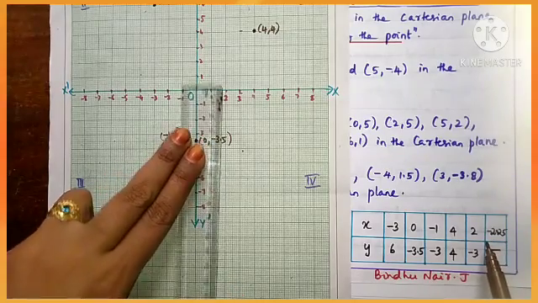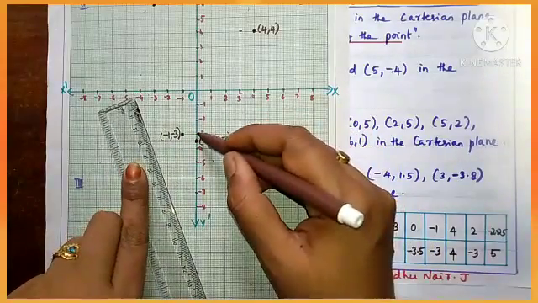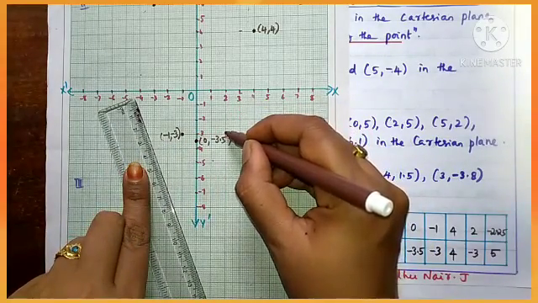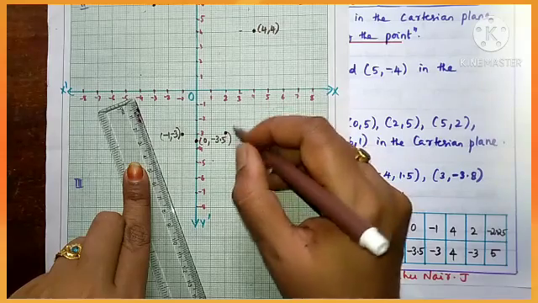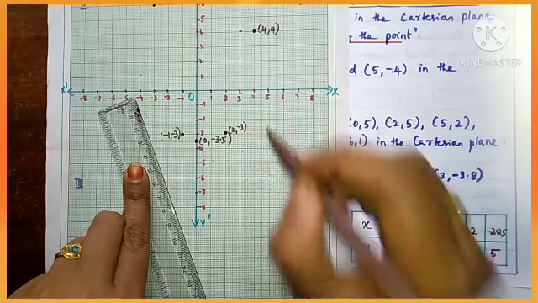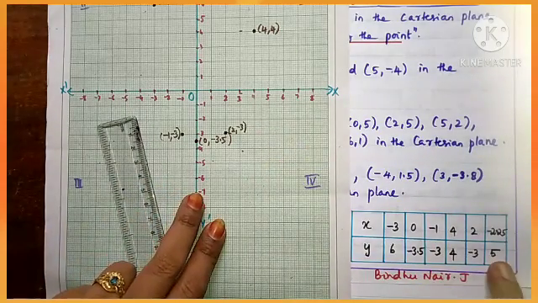So x is 2 and y is minus 3. So towards minus 3 and towards 2, you want to place the point here. Okay, so that is x equal to 2 and y equal to minus 3. Okay, now you see our last coordinate.